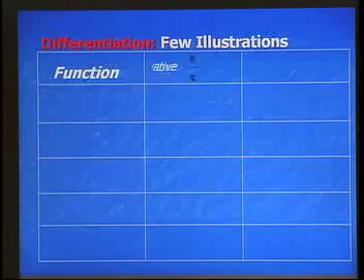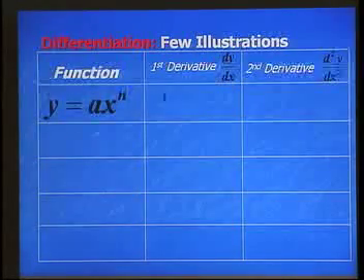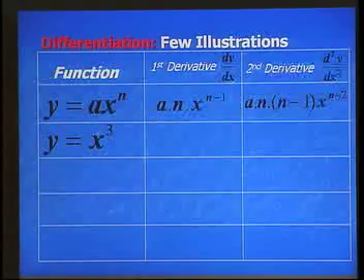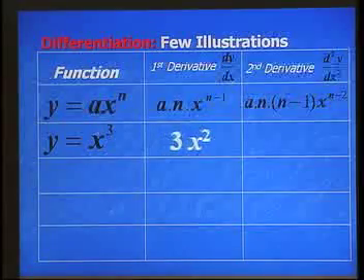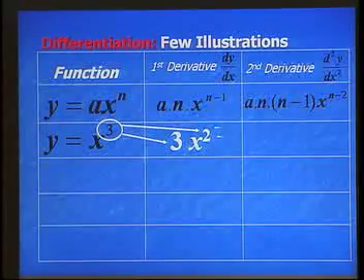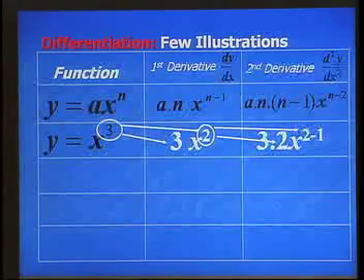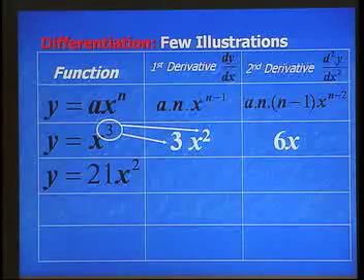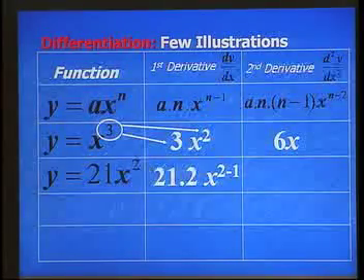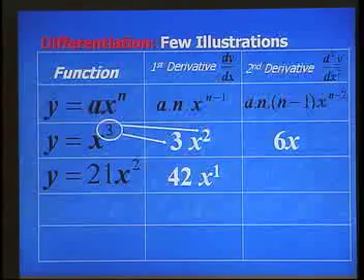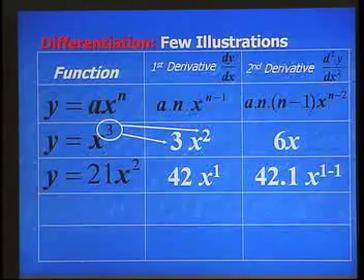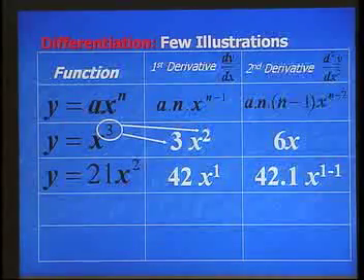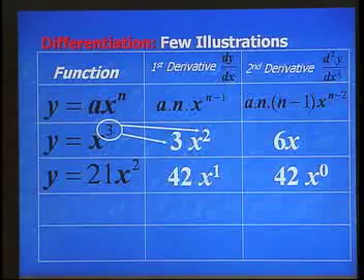Now, in this table we have calculated the first derivative and second derivative of some functions. So, for y is equal to x cube, the first derivative will be 3x square and the second derivative will be 6x. For y is equal to 21x square, the first derivative will be 42x and the second derivative will be 42, because the power of x is 1 minus 1, it will be 0.